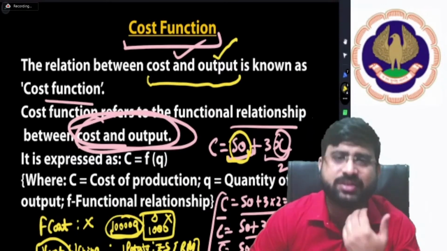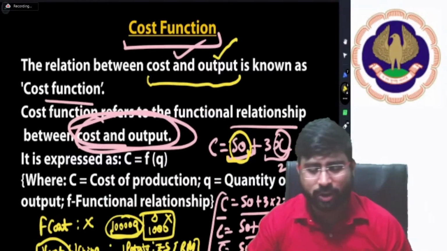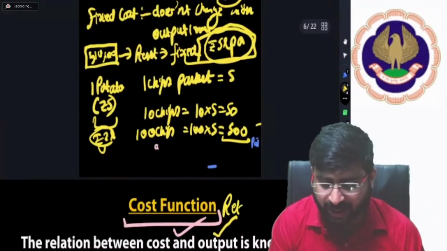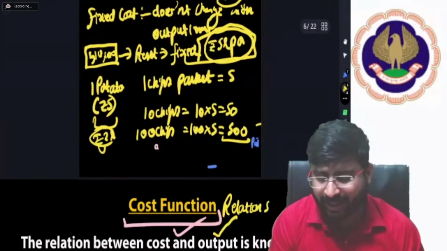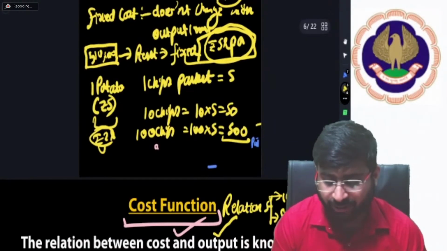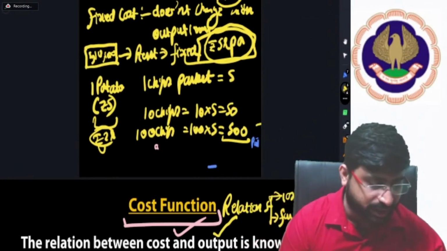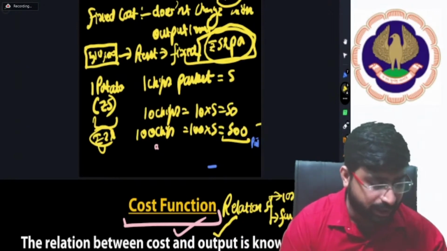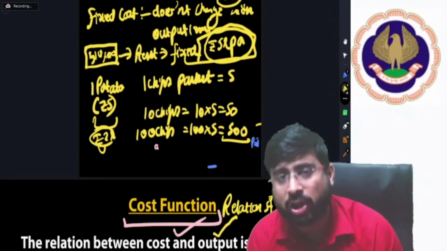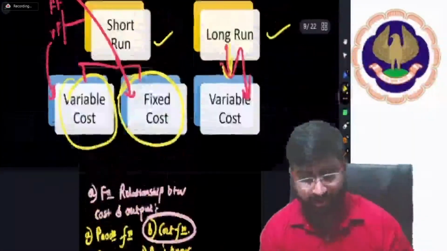So जिन भी चीजों की वजह से cost बदल रहा है, for whatever reasons the cost is changing, all those factors form a part of cost function. Cost function is nothing but a relationship between the cost incurred and the factors affecting the cost incurred. That, my dear friends, is called cost function. I hope it's crystal clear.